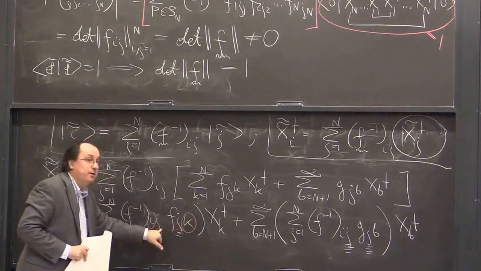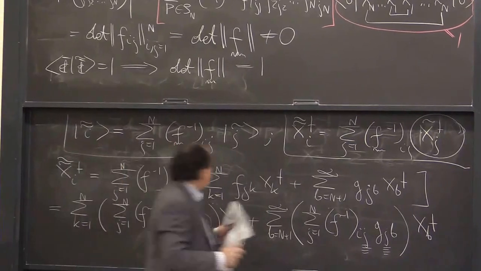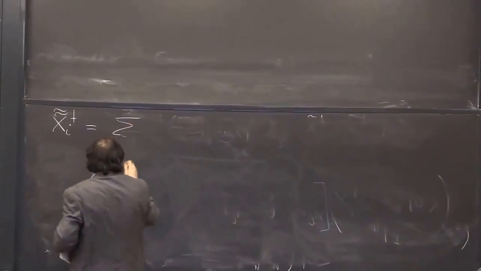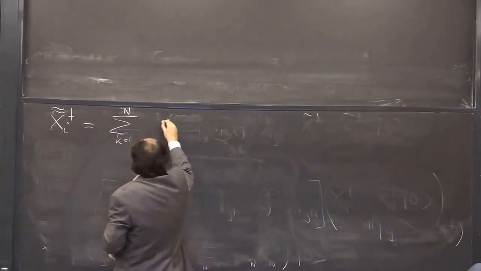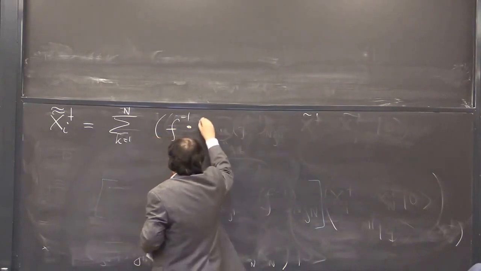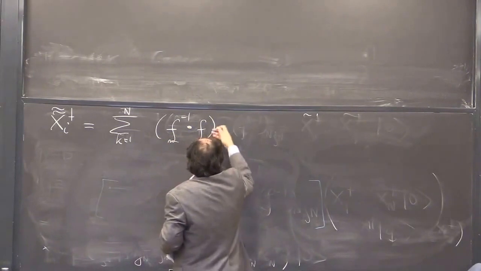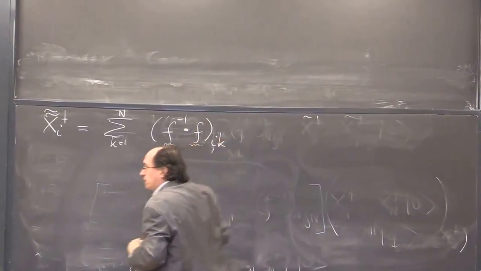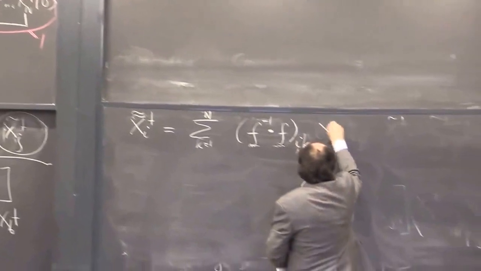You are summing over, the summation over j is a multiplication of rows by columns. So the first term has the following form. It's a summation over k from 1 to n. Then we have a product of matrices f to the minus 1 and f, and we're computing the ik matrix element of it, summed over j. Okay, and then you have to multiply by xk dagger.